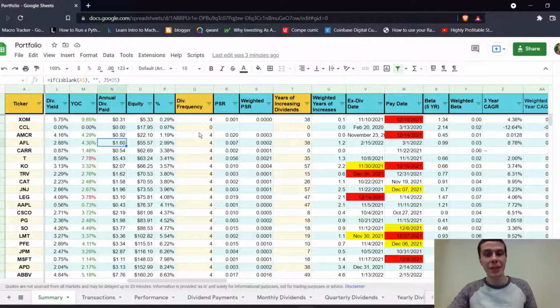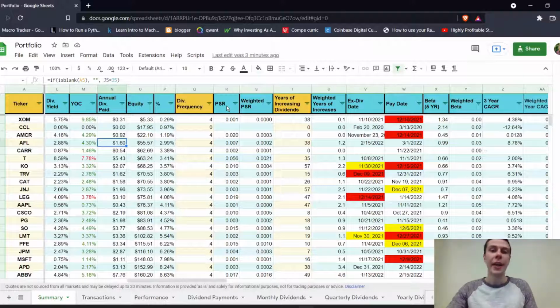So for most of my companies, it's a pretty small number because right now, they are pretty small positions. My portfolio is pretty small, but that's okay. I'm looking forward to seeing these numbers grow over time, and also as they increase their dividends, that number will grow as well.